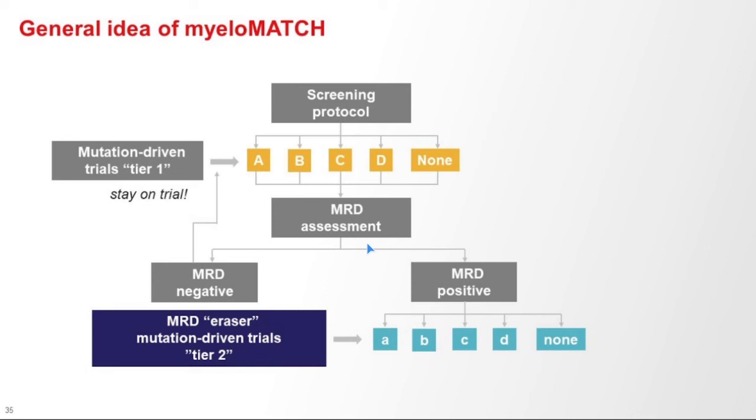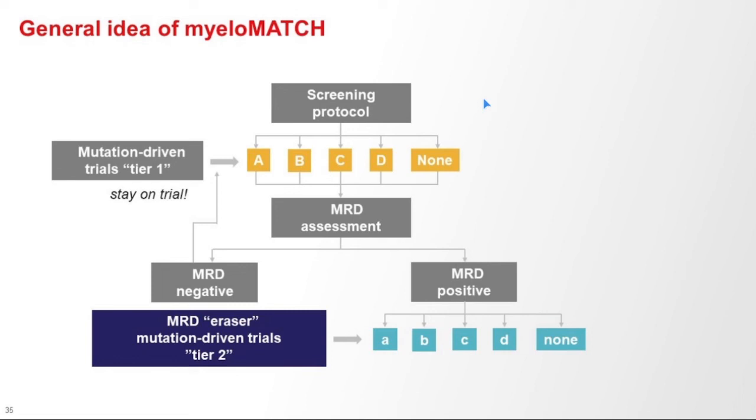What MyeloMatch is, is it's basically looking at defining protocols based on what mutations patients have. And so patients will undergo a screening protocol, and that will be cytogenetics and next-generation sequencing done within 3 days. And based on what their cytogenetic and mutation studies show, they will be put on one of various targeted protocols.